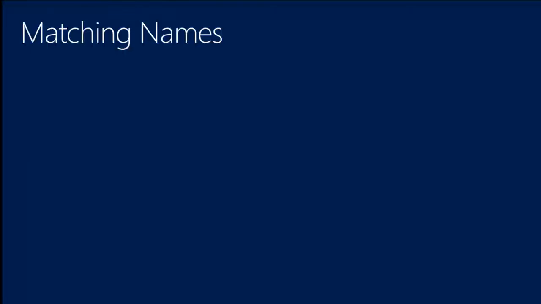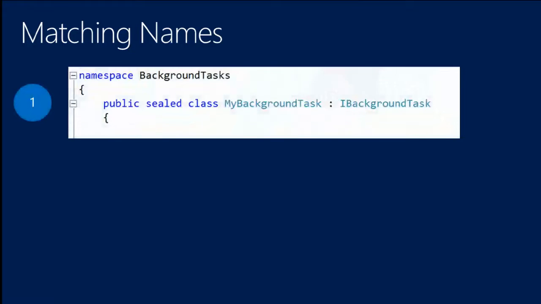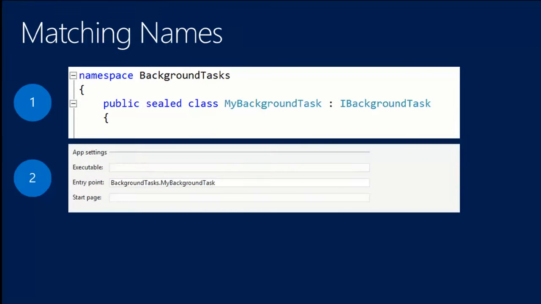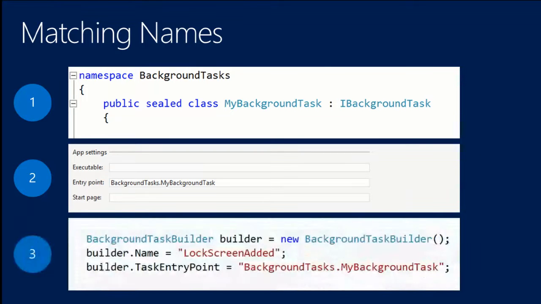The first thing you need to be aware of, especially if you start running into problems, is the matching names. So as I said, here we have a background task that's in the background task namespace, and the class is my background task. Well, we use that in two different spots. We use it when we register it in our app manifest, and then when we register the class with Windows. And this is a great source for typos. There's no validation here. So that's always one of the first places you look, to make sure everything lines up and matches correctly.